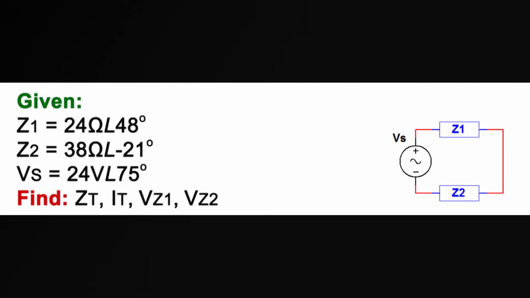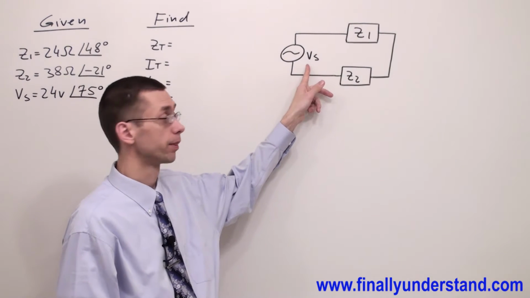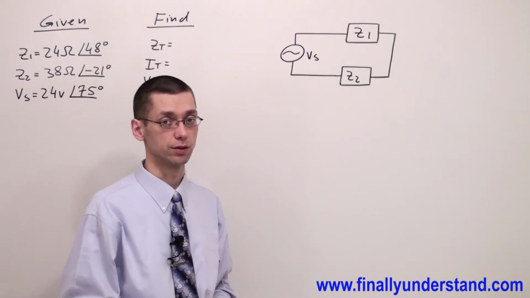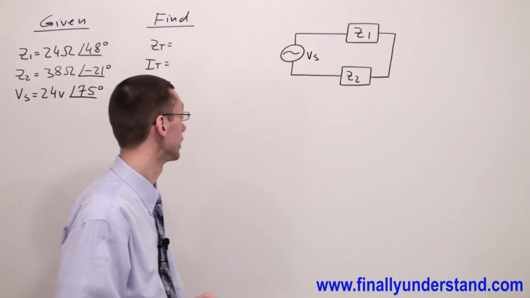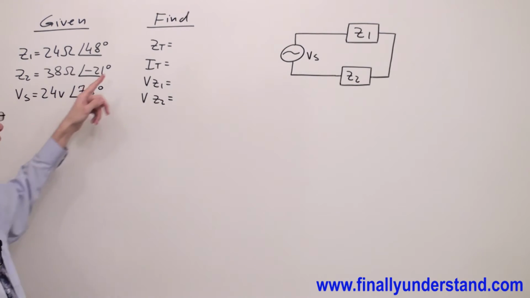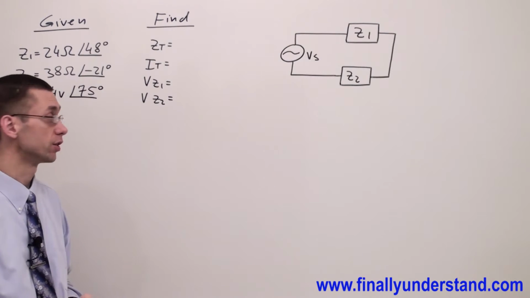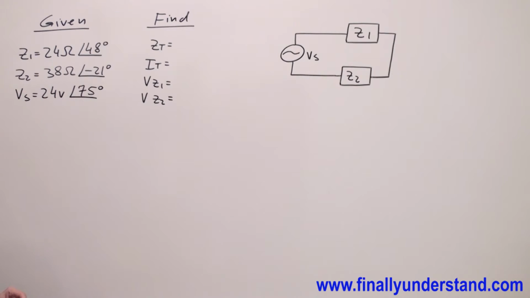Let's take a look at this example. This time we are going to do some calculations for a series circuit which contains a voltage source and two impedances, impedance Z1 and impedance Z2. We have given impedance Z1 and Z2 and the voltage source. We're supposed to find Z total, I total, voltage across impedance Z1 and voltage drop across impedance Z2.